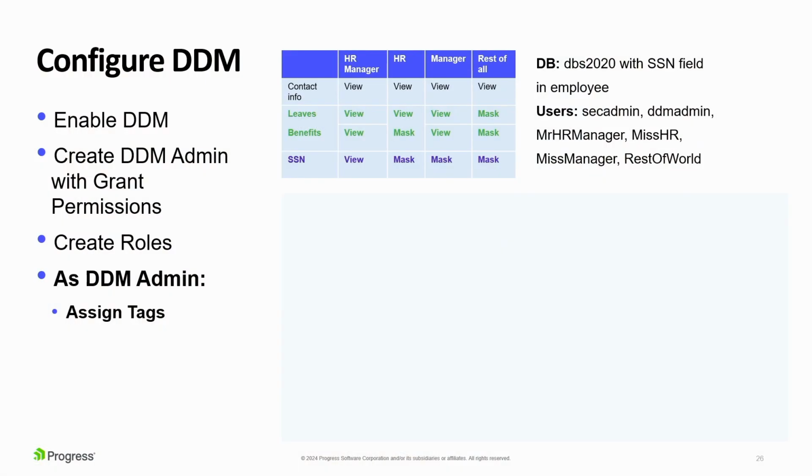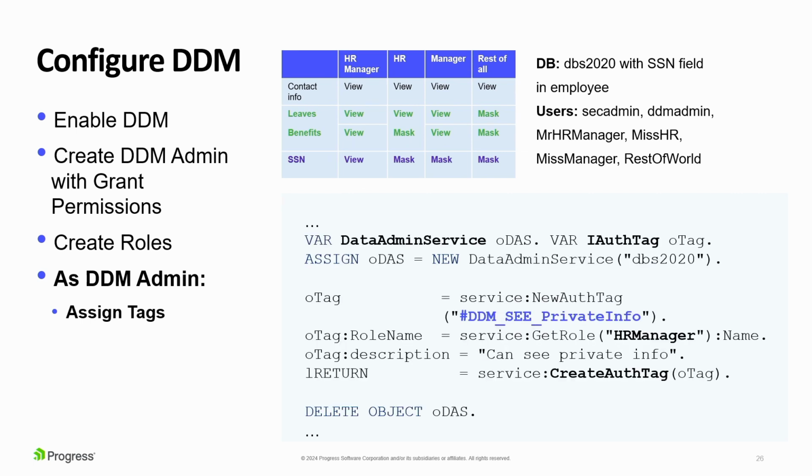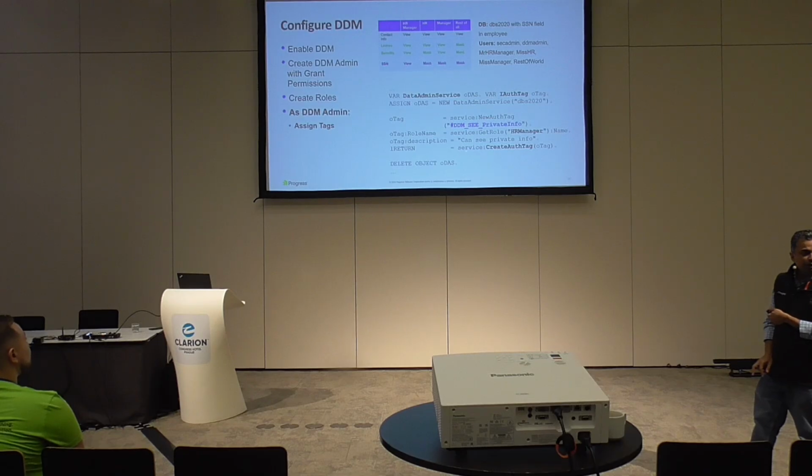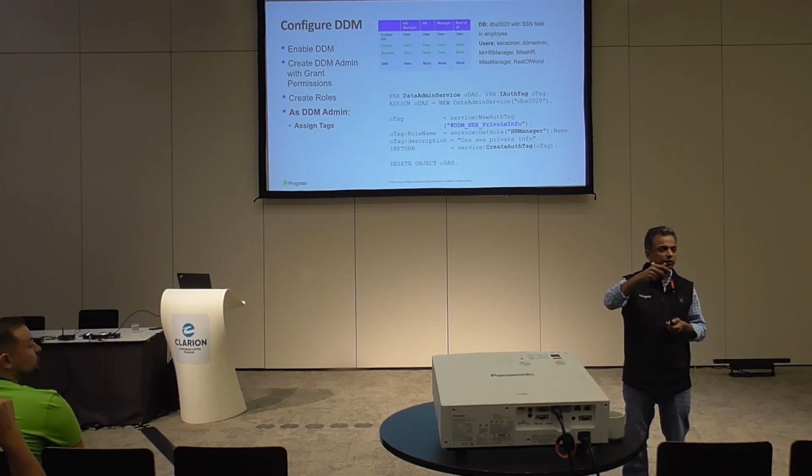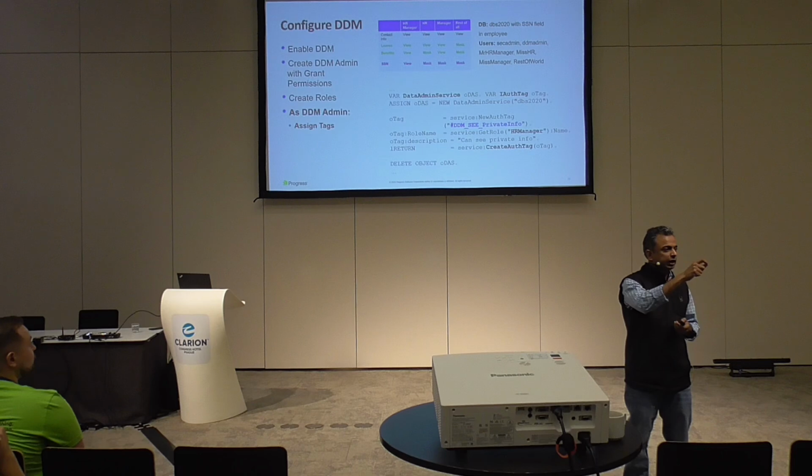Now the next step is, we have users, and we have our roles with them. Now we'll add tags in the system. In this code, what we are saying is that the HR manager role is authorized with this tag. We have created this tag, DDMC private information, and we are saying to associate this tag with this role. Likewise, as we saw previously, we have private field group 1 and private field group 2. We can create those tags and associate them with the respective roles.